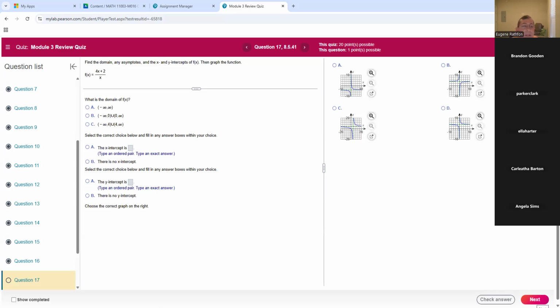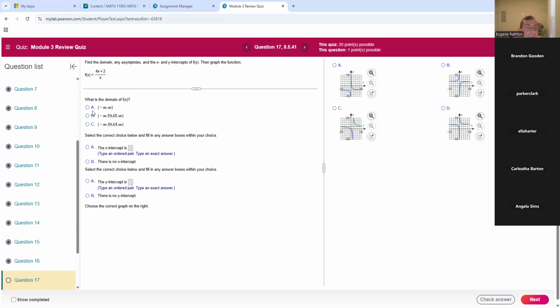So 17 wants the domain. They want me to get the x-intercept and the y-intercepts and then choose one of these 4 graphs. So y'all, all you got is an x on bottom of this. So that means since you got a single x on the bottom, what's the only number y'all got to kick out of your domain? What y'all think? 0? 0. Because you're going to set that x equal to 0. There's nothing else to do to it. So that means we're going to kick out a 0.